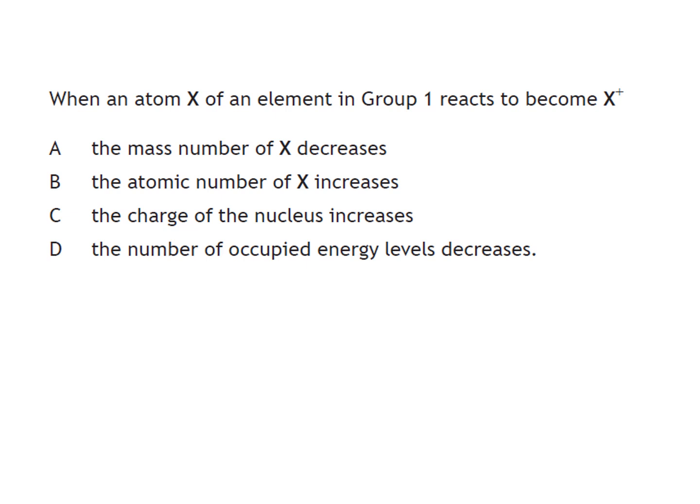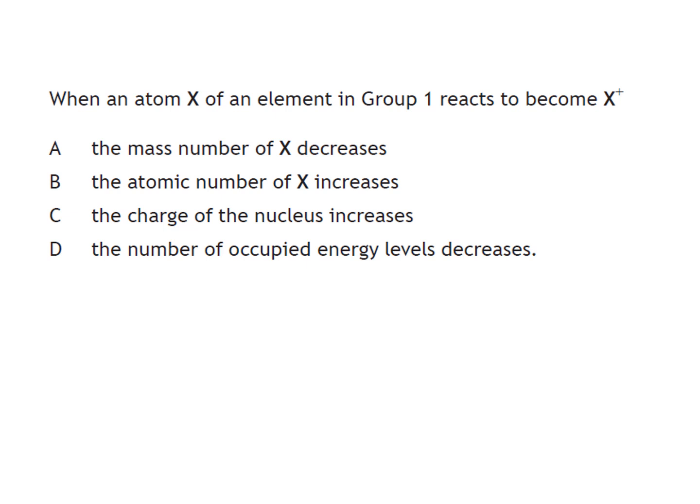So let's go down and have a look at what the possible options are here. A, the mass number of X decreases. Well, the only way for the mass number to decrease is if the number of protons or the number of neutrons changes, and it hasn't. B, the atomic number of X increases. Well, if it increases, then we're not going to be talking about X, we're going to be talking about a different atom now. So that is not going to be the answer. C, the charge of the nucleus increases. The only way that the charge can increase, again, is if we have more positive protons added to it. So that doesn't happen when you become an ion.